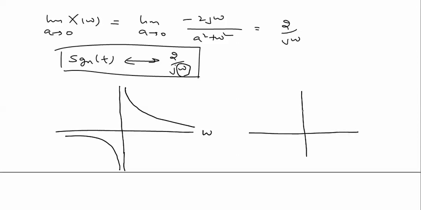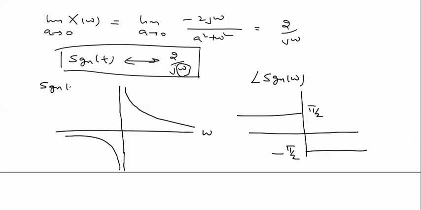for positive frequency, and for negative frequency plus 90 degrees. For the signum function, the phase spectra and magnitude spectra may be represented in this way.